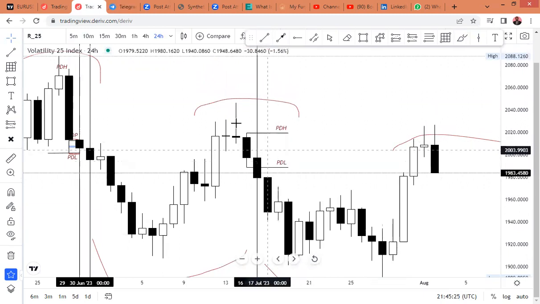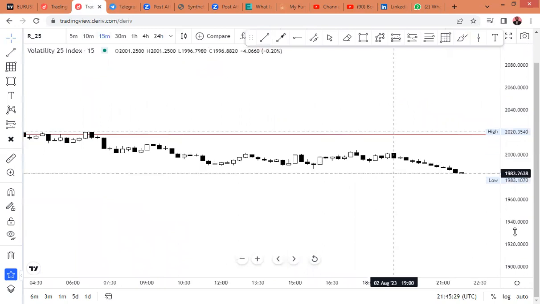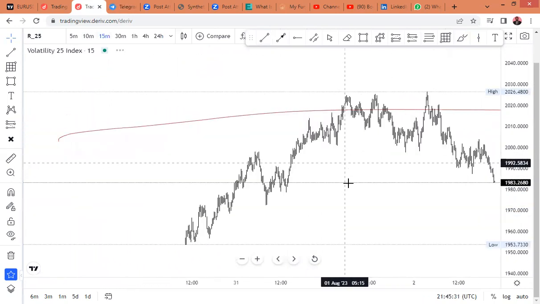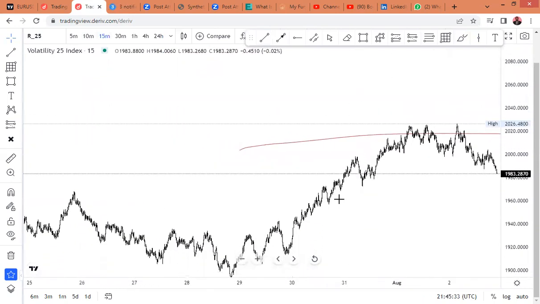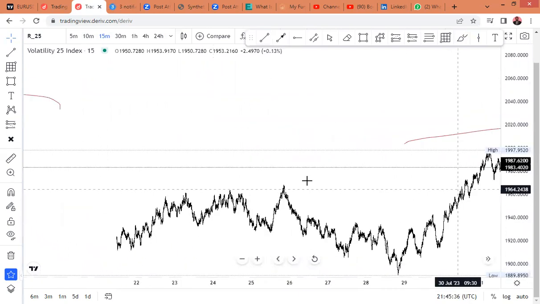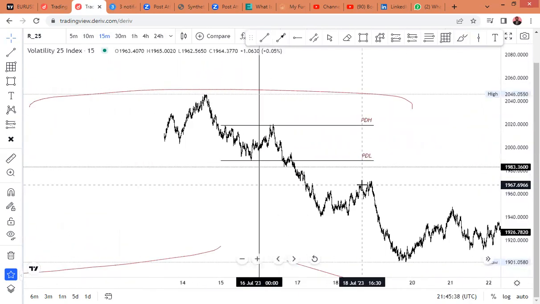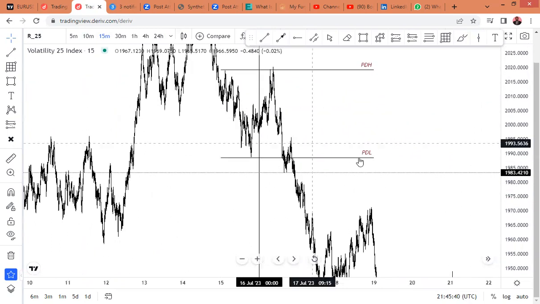So previous day high. Let's go to 15 minutes. I used to like 35 minutes. No, that's currency. Let's see if we can fetch that for 15 minutes. We should be able to do that. Okay, I hope we do that. Yeah, this is it. So I zoom out.